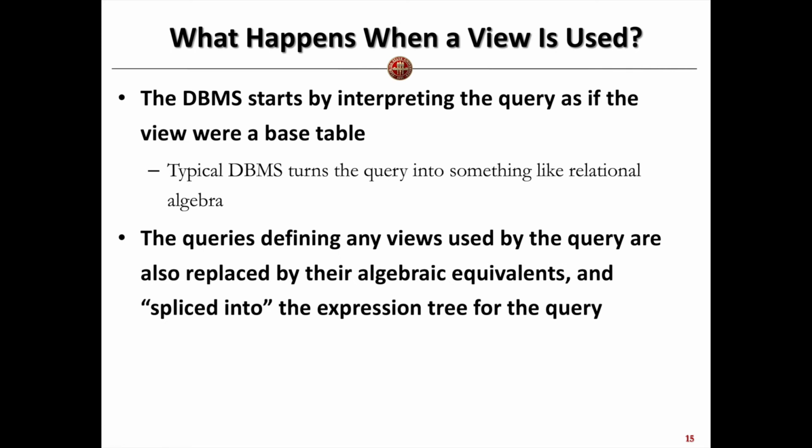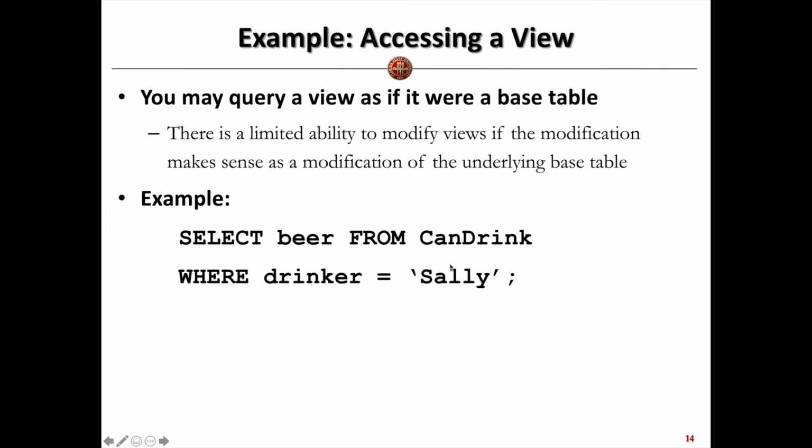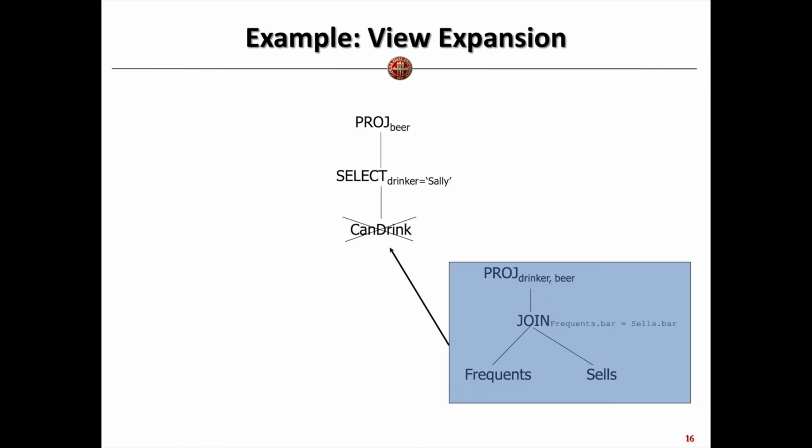Typically, the DBMS turns a query into something like relational algebra. The queries defining any views used in the query are also replaced by the original equivalent in relational algebra, and spliced into the expression tree for the query. What does this mean? Just for the example we show here, we do select beer from CanDrink where drinker equals Sandy. We represent its expression tree as shown here. Based on CanDrink, we do the selection drinker equals Sandy, and then the projection of the beer information.